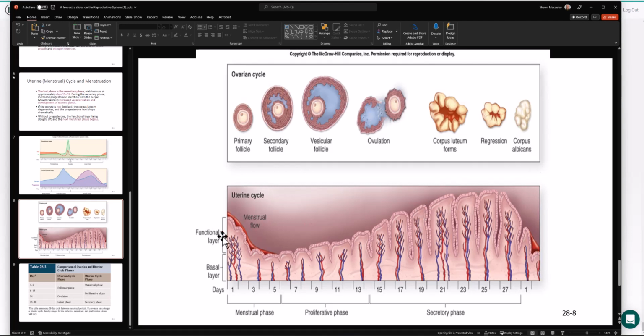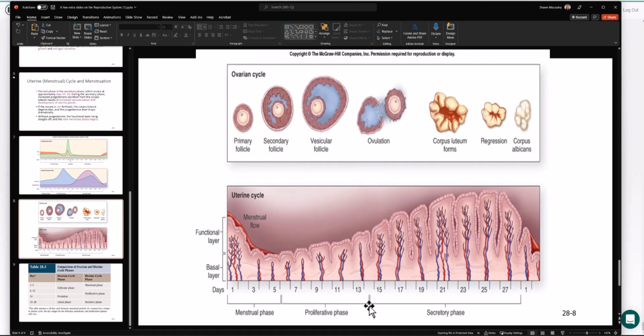Versus in the uterus, the first 5 days or so are the menstrual phase, or the menses phase, then the proliferative phase, and then the secretory phase. Once the secretory phase ends, we once again go into menses. Again, let's think about this. So here's day 14, ovulation.